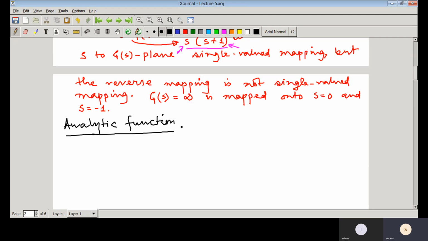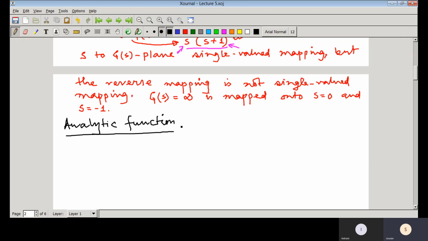The analytic function, that is the function of complex variable, is said to be analytic in a region of S plane of the function, that means if the function and its all derivatives exist in that region. So a function of complex variable gs is said to be analytic in a region of S plane if the function and all its derivatives exist in the region.